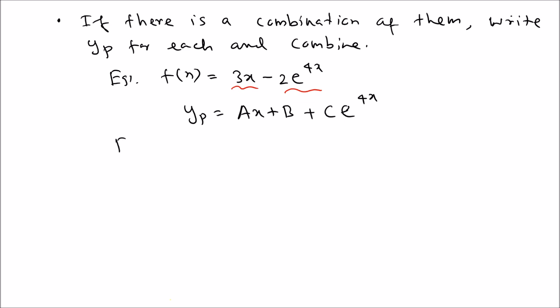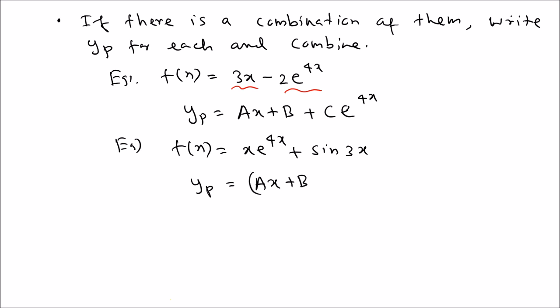The next one is, how about we see a product and all of them? For example, x e^(4x) plus sine 3x. Now the yp looks like this. We have x, which means a polynomial, so we write Ax plus B for that. And then we have e^(4x). For e^(4x), the general term looks like Ce^(4x). But there is something here: A and B already contain C as a factor, so we are not going to write that C here. We don't include it, because C is already contained in A and B. If you add a C, that's an extra unknown.